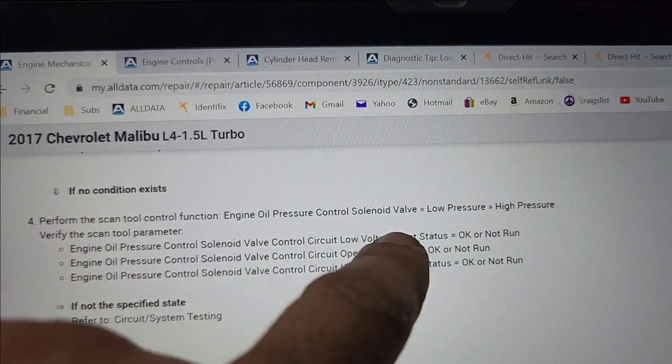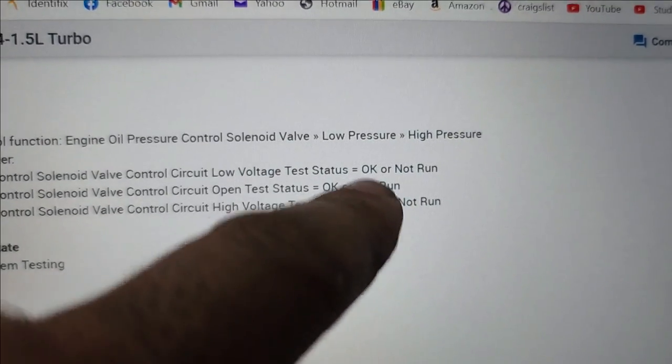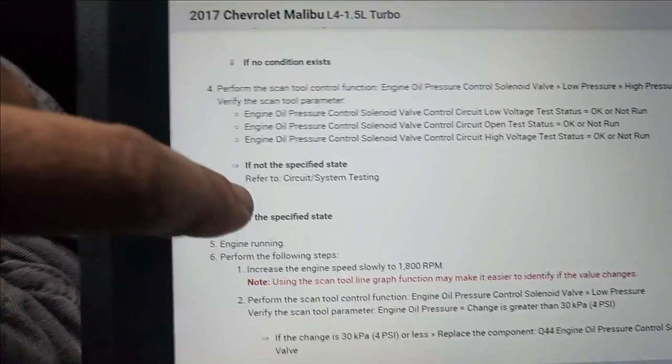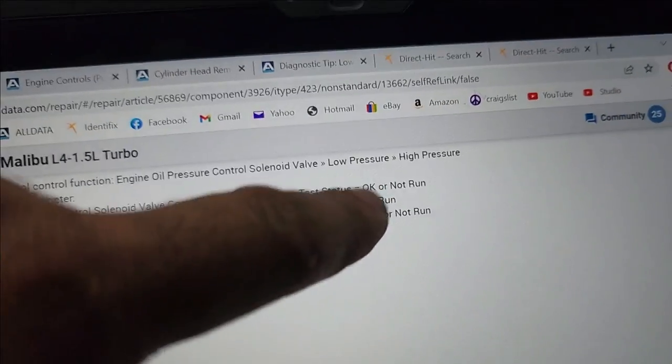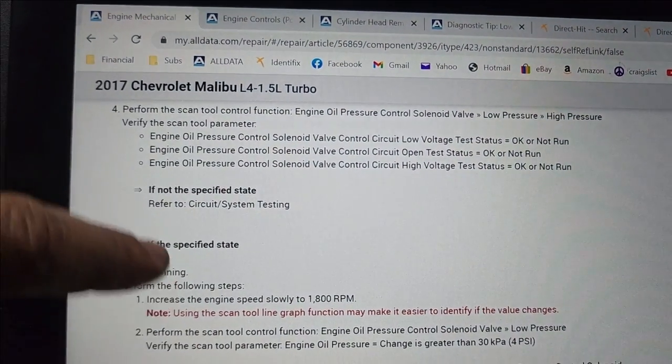Now perform the scan tool control pressure solenoid low and high. We already did this and we watched those parameters, how it stayed either okay or not run. We did that when we lifted the vehicle. And it says if you have any of these malfunctioning, then you have to do the circuit test. But we don't. We had a malfunction only when we had the connector disconnected.